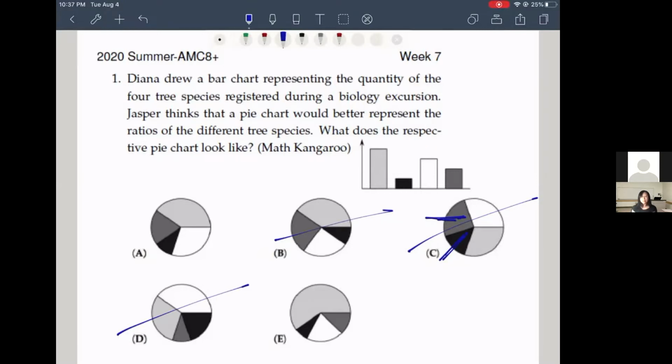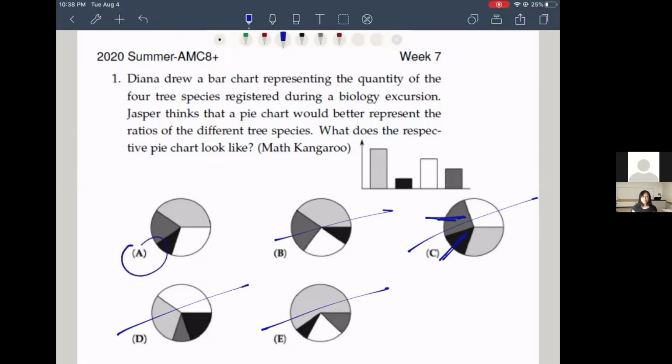If we look at E, E is different from the other choices in that the light gray is the most frequent and it is more than half of the total. But if we look at the bar chart, we can see easily that white plus dark gray is more than the light gray, which means that light gray cannot be more than 50%. So E is also not consistent with the bar chart. With that, we are pretty confident that A should be the choice.